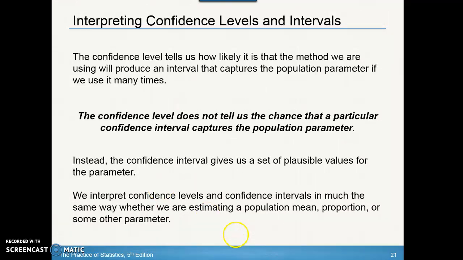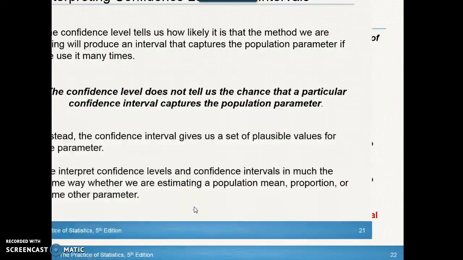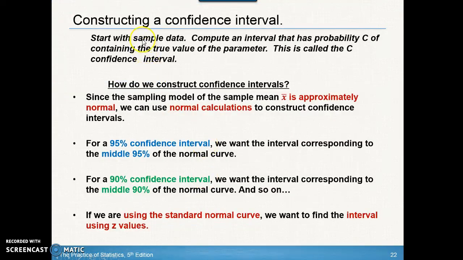Now, we interpret confidence levels and confidence intervals in much the same way whether we're estimating a population mean or population proportion or some other parameter. All right, and later on we're going to be doing a lot of interpreting, so this is just getting you used to it. Okay, so now we've talked about confidence intervals. How exactly are we going to construct them? How do I go about taking that point estimate and creating a confidence interval?